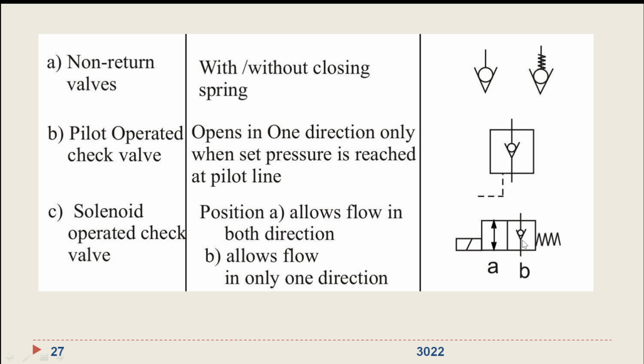So if the flow is only in one direction, that means it is a non-return valve that is usually represented like this. So a pilot operated valve is placed and a solenoid. Fine. If it is in both directions, this solenoid and this double-sided line with arrows on both sides will be shown.